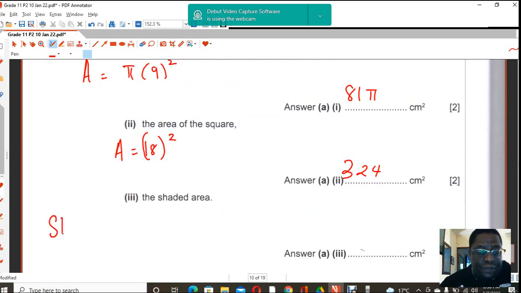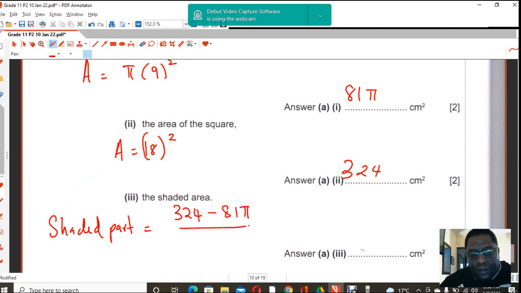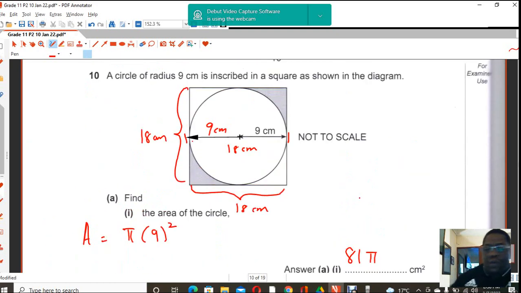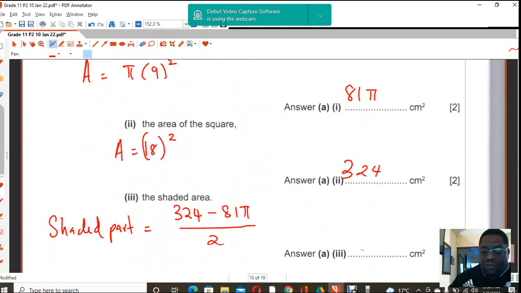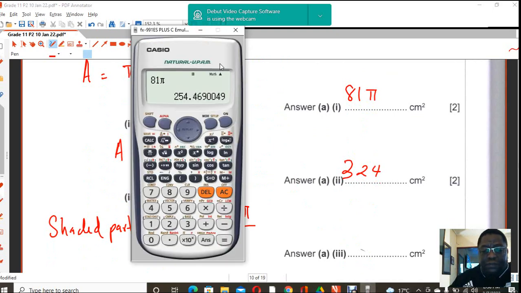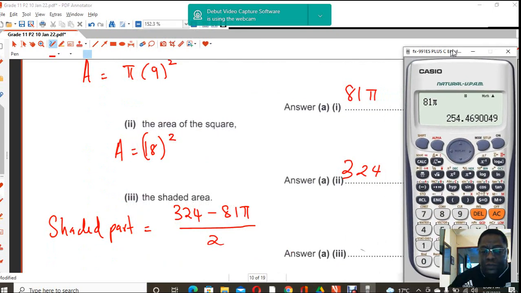Now they're asking you to find the shaded part, and the way you find the shaded part is you take 324, you take away 81 pi, and you divide by 2. Why are we dividing by 2? Because we've got 4 areas here, this one here, this one here. Obviously they're all identical, but I only want 2, so I'm only going to want half of that. Okay, so I'm going to punch that into the calculator in order to get my answer.